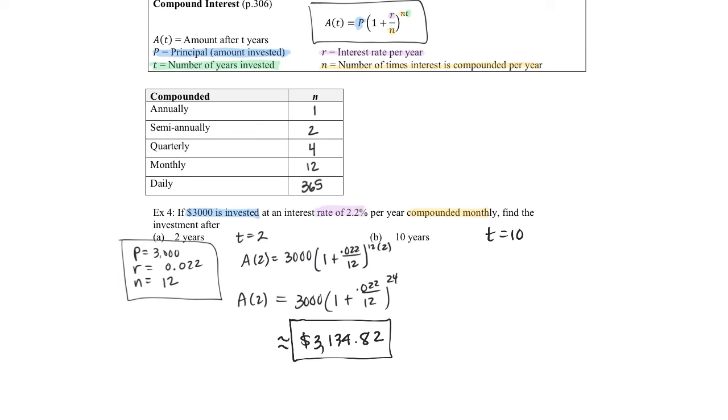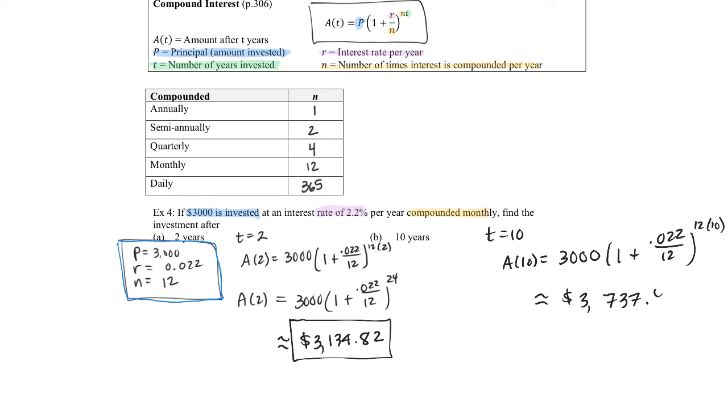So let's see what happens when we increase T to 10. So we still have the same initial information, but we're just going to leave it in there for 8 more years. So we would have A of 10 would be the initial principal times 1 plus the rate over the number of times it's compounded per year to the power of 12 times 10. And in this case, we would get it's about $3,737 and 48 cents. So that's just basically free money.